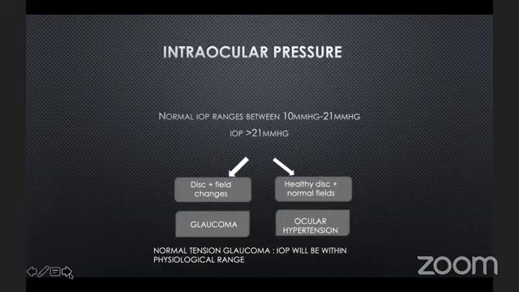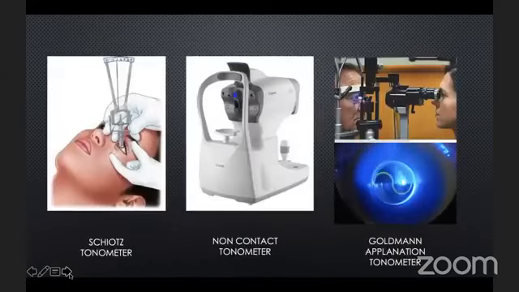When the pressure is beyond 21 mm Hg, associated with disc and field changes, we tag that patient as glaucoma. If the pressure is more than 21 millimeters of mercury with a normal disc and normal visual fields, then that group is tagged as ocular hypertension. Always be careful about this entity called normal tension glaucoma, where the IOP is within the physiological range, but in spite of that, the patient has typical glaucomatous damage.